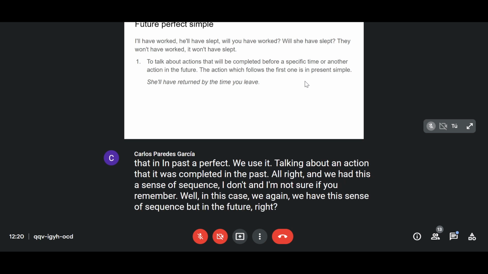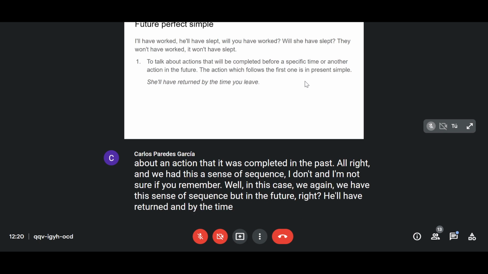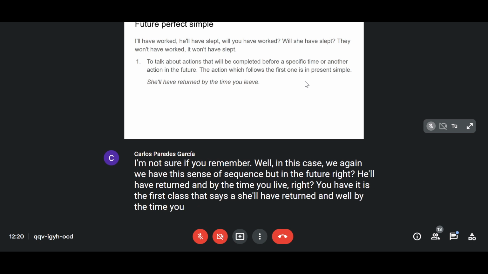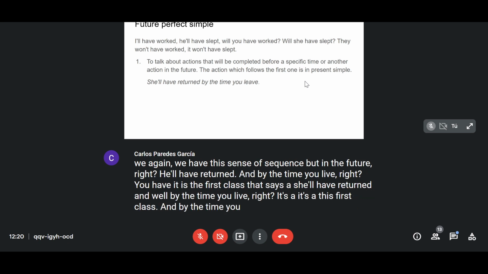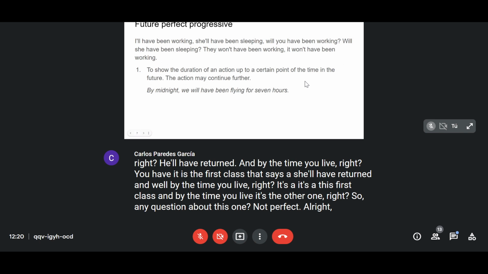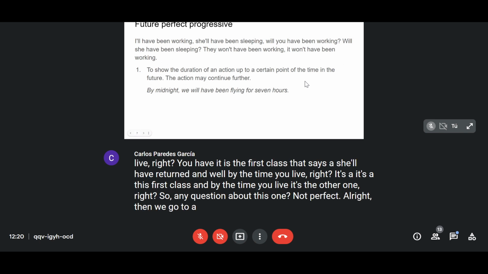She'll have returned by the time you leave, all right? You have this first clause that says she'll have returned, and, well, by the time you leave, right? It's this first clause, and by the time you leave, it's the other one, right? So, any question about this one? No? Perfect. All right, then we go to, well, the last one, the last tense per se.